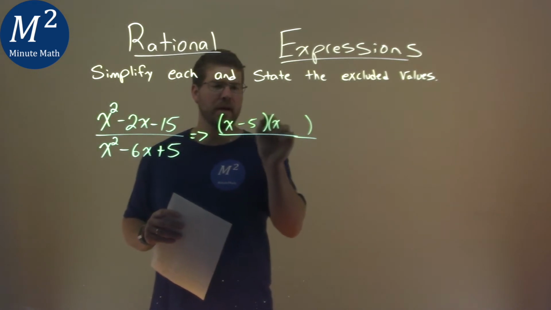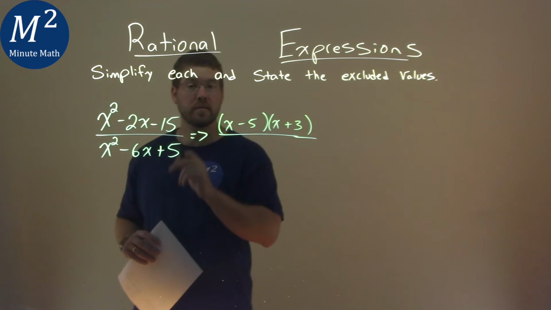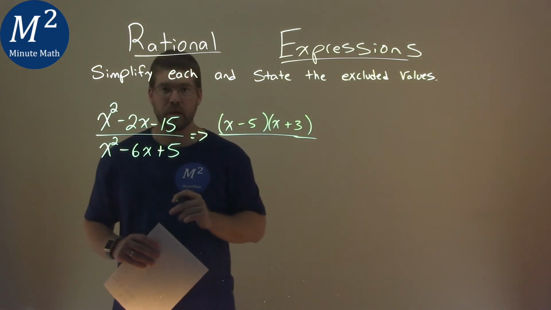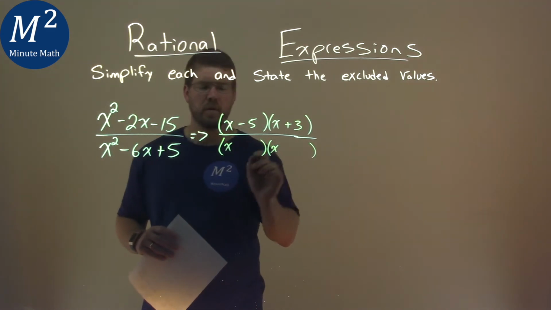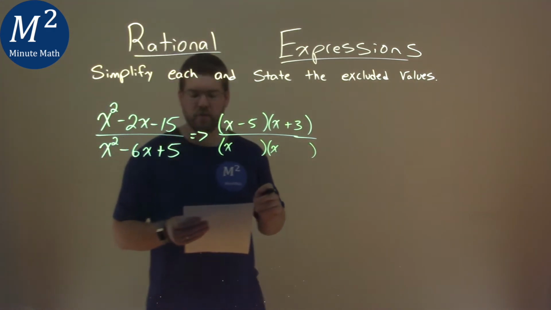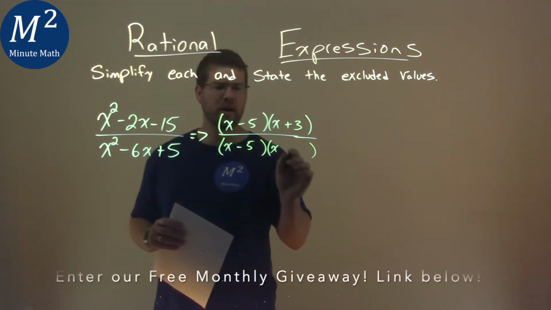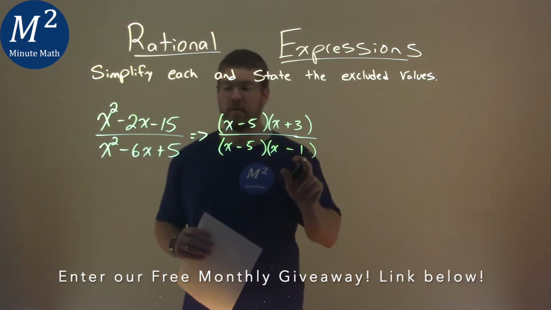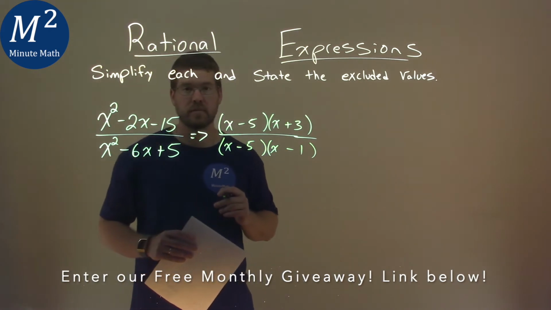And that's going to be a negative 5 and a positive 3. Negative 5 times 3 is a negative 15, but when we add the 2, we get a negative 2. Now we do the same thing with the denominator. Let's factor this. What two numbers multiply to be a positive 5, but add to be a negative 6? That's a minus 5 and a minus 1. Negative 5 times negative 1 is a positive 5, but when we add, we get a negative 6.